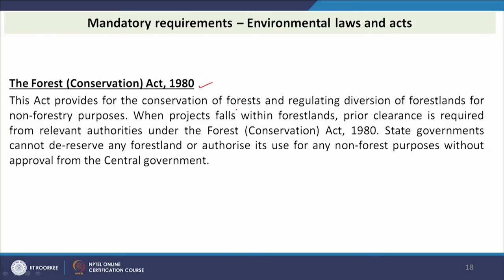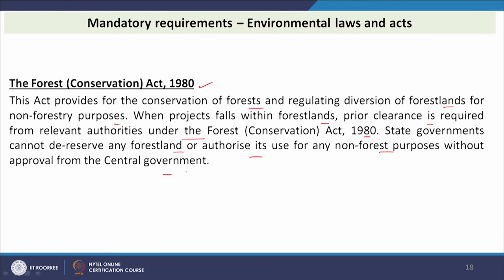The Forest Conservation Act 1980. This act provides for the conservation of forests and regulating diversions of forest lands for non-forestry purposes. When projects fall within forest lands, prior clearance is required from relevant authorities under the Forest Conservation Act 1980. State governments cannot de-reserve any forest land or authorize its use for any non-forest purposes without approval from the central government.